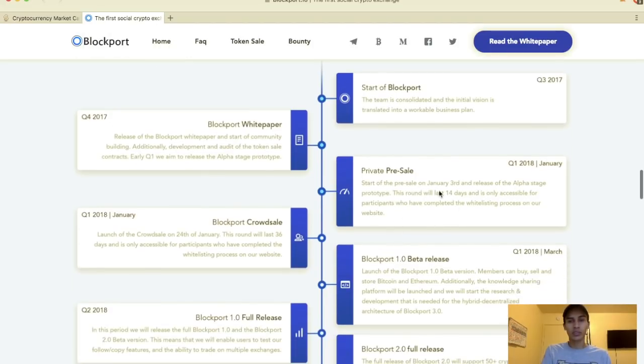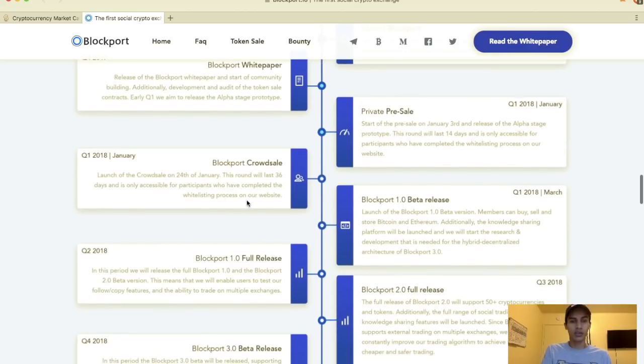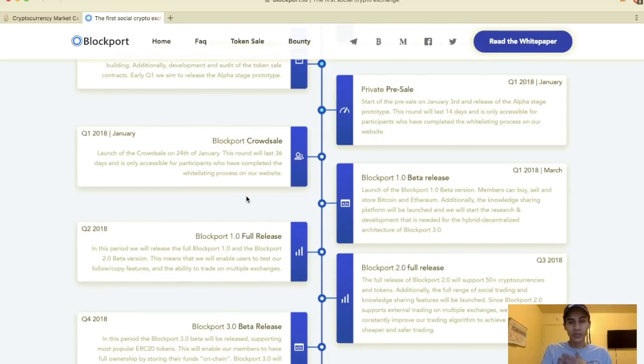Private pre-sale, which is what's currently going on here. I'm sorry, the Blockport crowd sale is currently going on here. The private launch is what's going to happen in about 4 days and 13 hours. The crowd sale launches on the 24th, this round will last 36 days, and is only accessible for participants who have completed the whitelisting process on our website. So if you're looking to participate, make sure you sign up through the whitelisting.